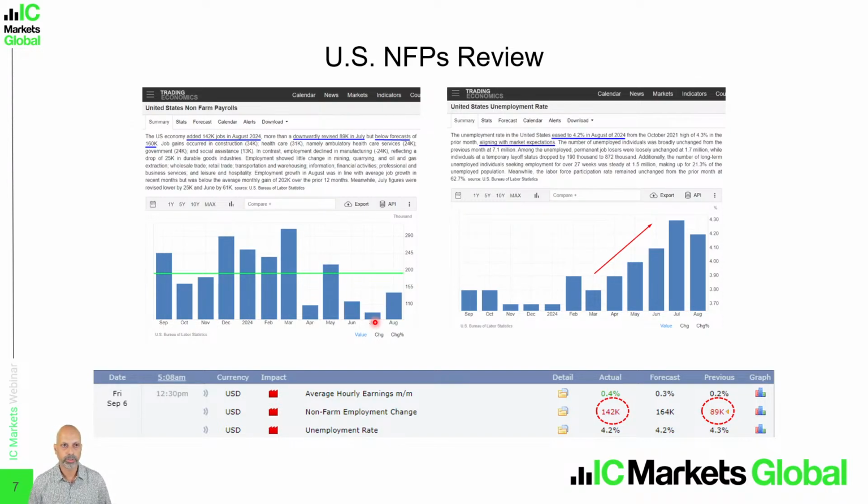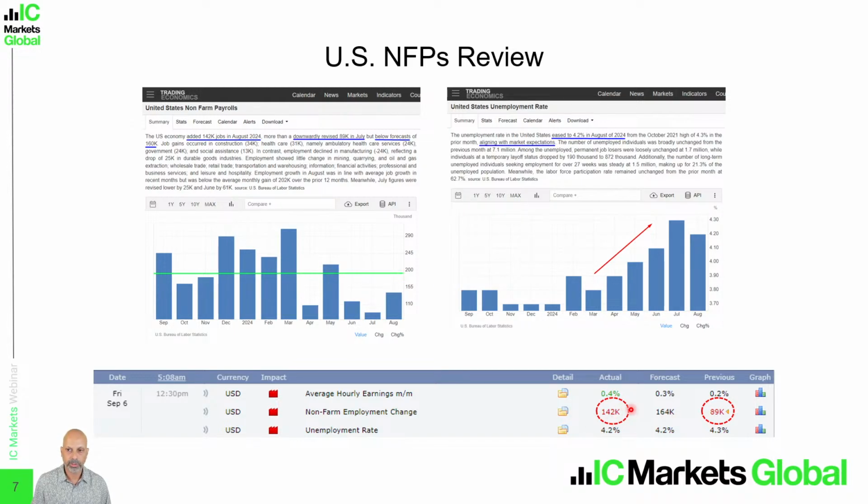Now, before we take a look at what's coming up this week, let's do a quick review of the non-farm payrolls that were released last Friday. The Bureau of Labor Statistics (BLS) released its employment report last Friday at 12:30 p.m. GMT, where we saw the unemployment rate edge down a little bit lower. It was as high as 4.3% in July, now edging down lower to 4.2% in August.